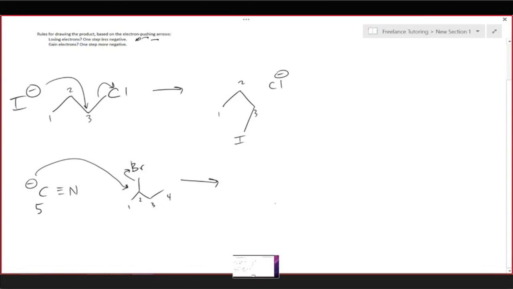Okay, so we are going to add this carbon number 5. And we're going to break the bond with the bromine. Yes, I am done.